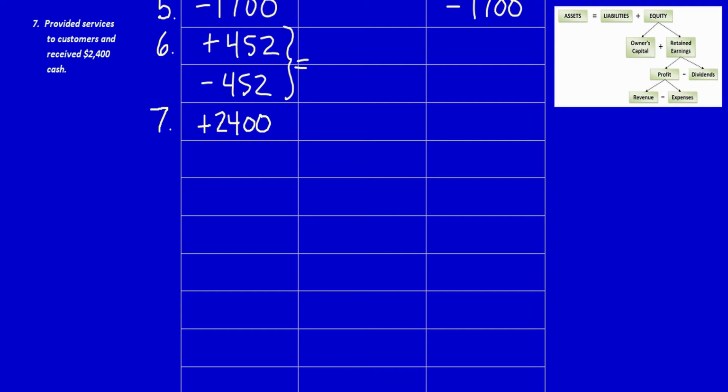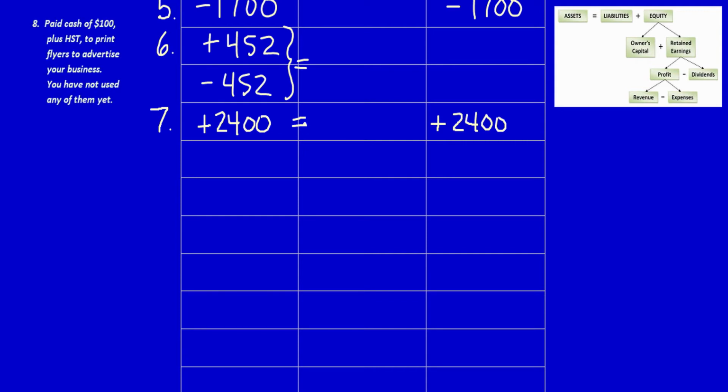And we know when a business provides a service, does their job, finishes the job, they have a right to claim revenue. Where should I record revenue? Revenues increase profit, which increases retained earnings, which increases equity. So revenues are a plus to equity. And the equal sign is still working. Let's look at transaction number 8.